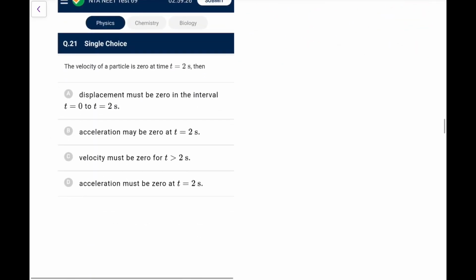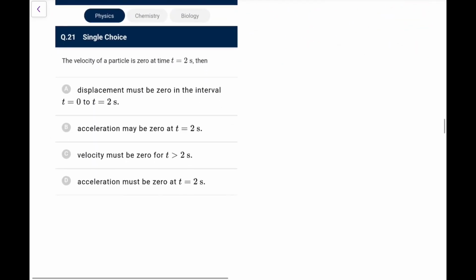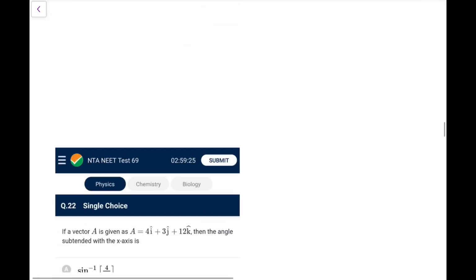Next one, the velocity of a particle is 0 at time t equal to 2 seconds, then. So velocity is 0, that means displacement must be 0? No, that is not needed. Acceleration may be 0? Yes, it may be 0, maybe is possible, but must not be 0. Velocity must be 0 for t greater than 2 seconds? We can't comment. Acceleration must be 0? That's wrong. So we'll go for option B as per the given choices.